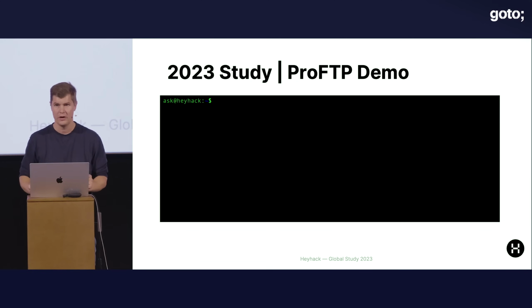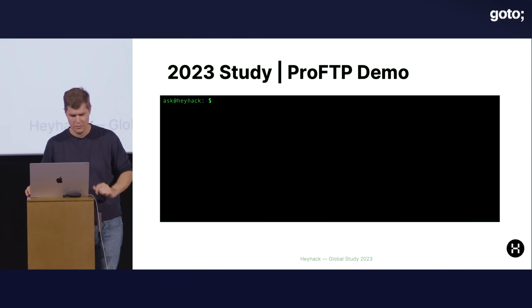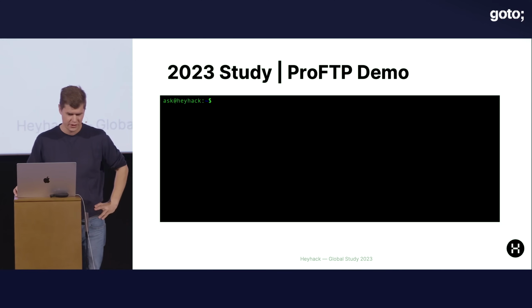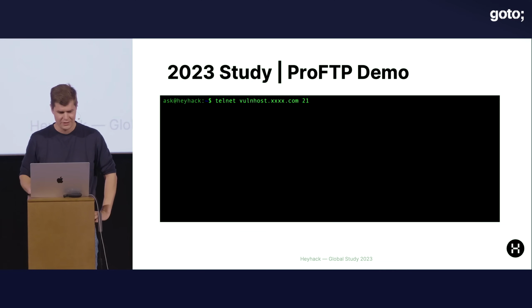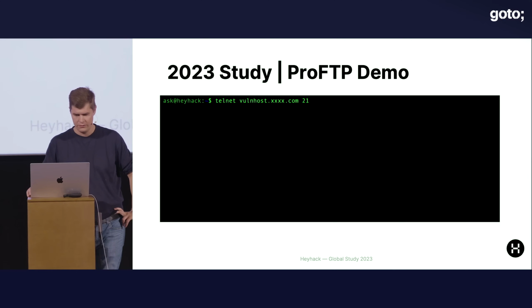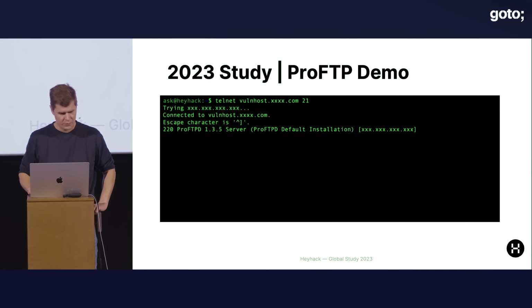In this case here, we're connecting to the FTP server using Telnet. So you've got a terminal on your computer. There's a good chance that Telnet is already going to be installed. And so the way that you would exploit this would be to come in and say Telnet, type in the vulnerable host's host name, and then 21 for FTP. And you're going to get this welcome banner saying, hey, welcome to ProFTP 1.3.5.